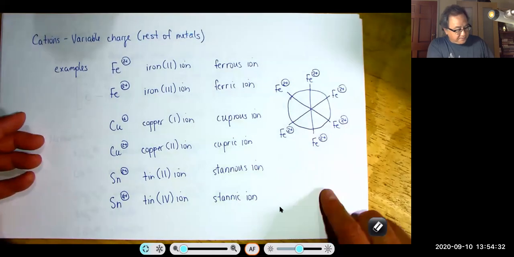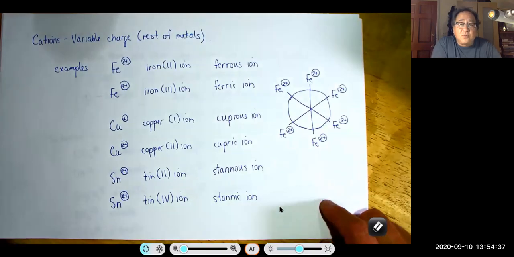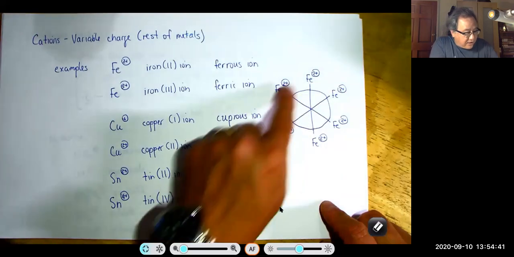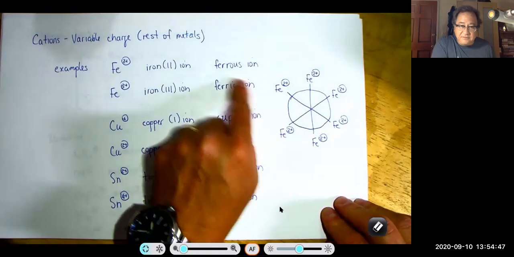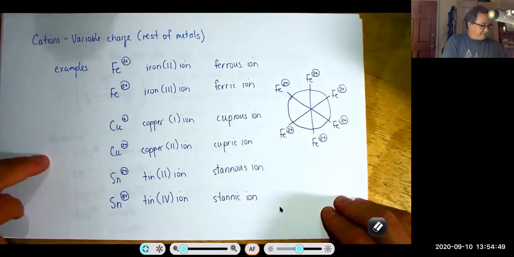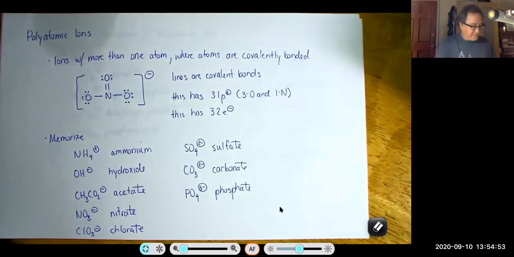And here's a little play on words here. If you take a look here, this is supposed to represent something. So what do I have there? I have these iron 2 ions on that thing that looks like a wheel, a Ferris wheel. Okay, there we go. Stupid joke number 1 today.